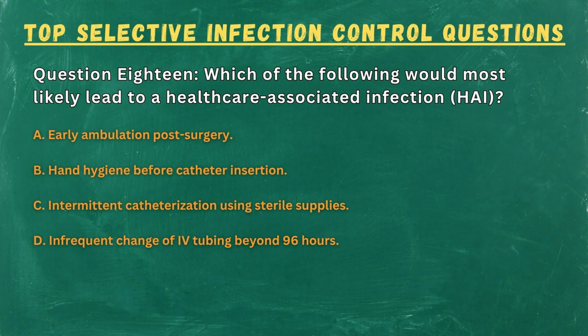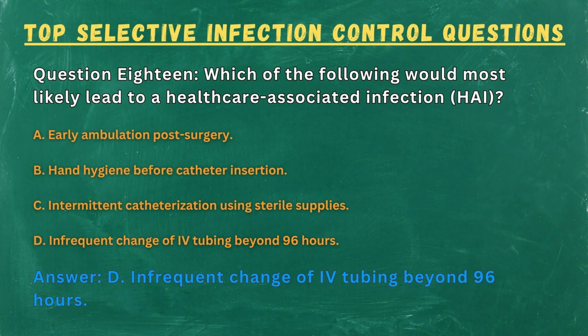Question 18. Which of the following would most likely lead to a healthcare-associated infection, HAI? A. Early ambulation post-surgery. B. Hand hygiene before catheter insertion. C. Intermittent catheterization using sterile supplies. D. Infrequent change of IV tubing beyond 96 hours. Answer: D. Infrequent change of IV tubing beyond 96 hours.